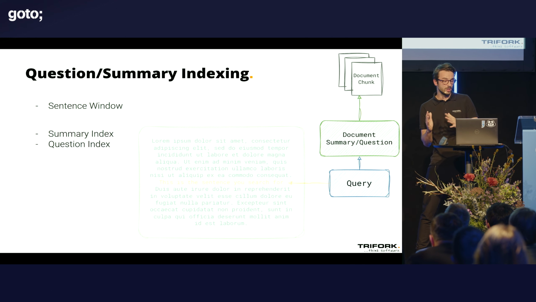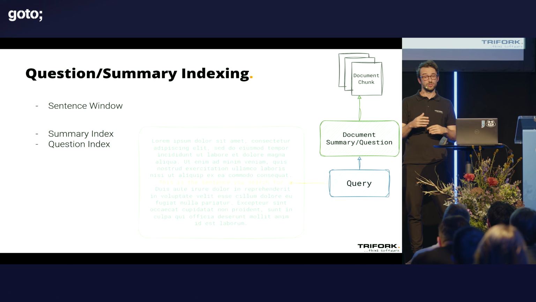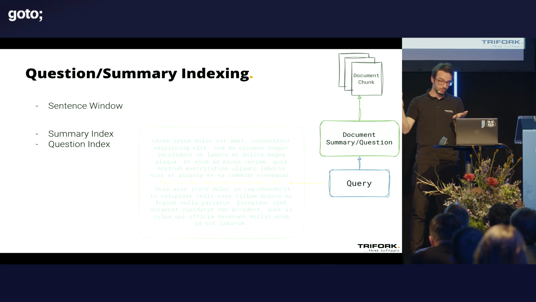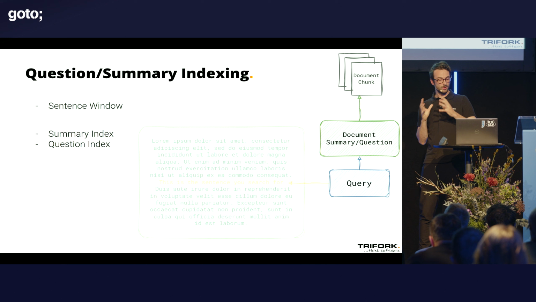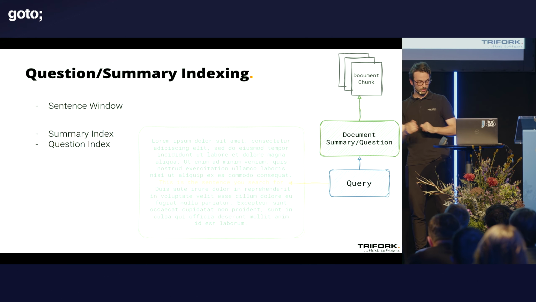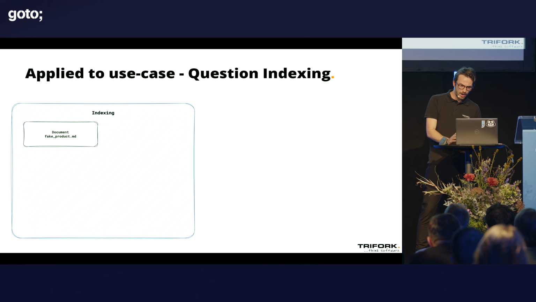And for the summary index and the question index, we actually just use an LLM to generate the questions. This way, we can use our knowledge base for answering questions, which is what it's used for. And then we can use the questions to actually search for the right knowledge. So how do we do this?